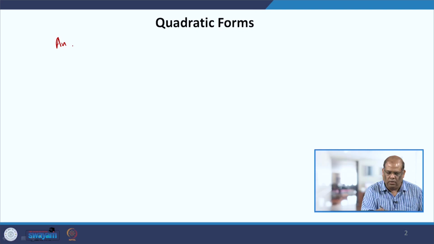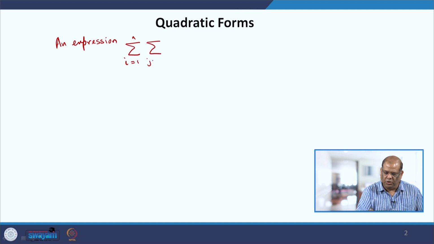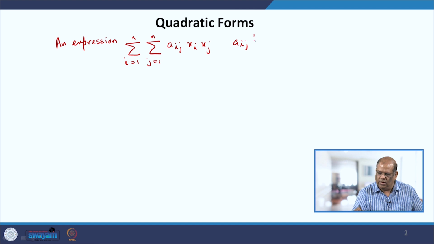So, start with an expression of the form summation i equal to 1 to n, summation j equal to 1 to n, aij xi xj, where your aij's are real numbers. An expression of this form is called a real quadratic form.